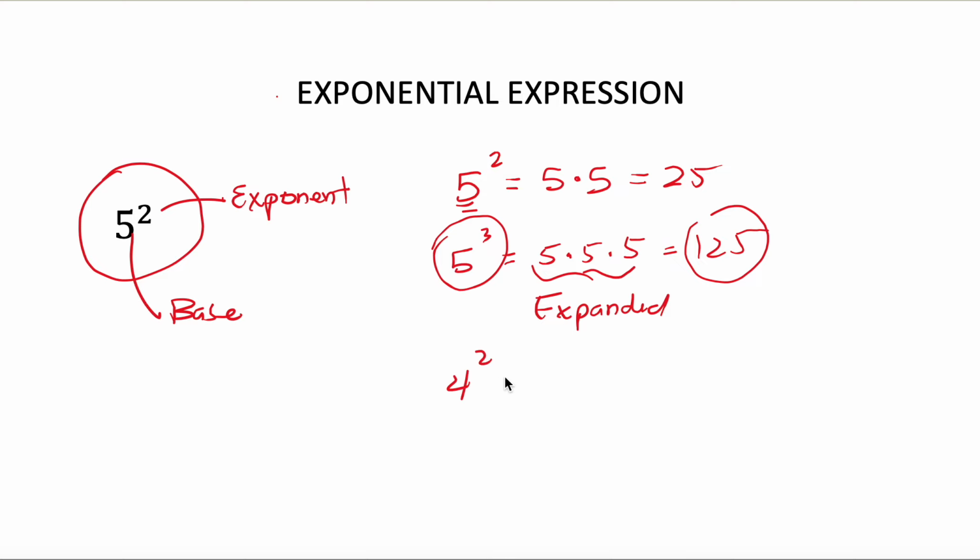4 to the second power. What could that be? Well, the base here is 4. The exponent is 2. So this is asking for me to multiply 4 times 4, which is 16. All right? Let's take a look at a different example.